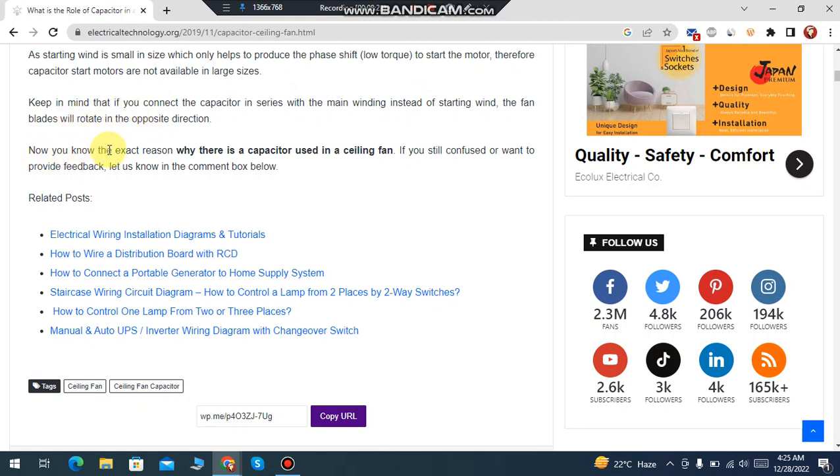Now you know the exact reason why a capacitor is used in a ceiling fan.